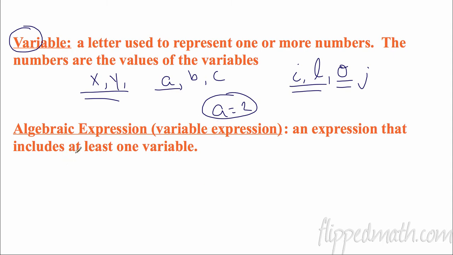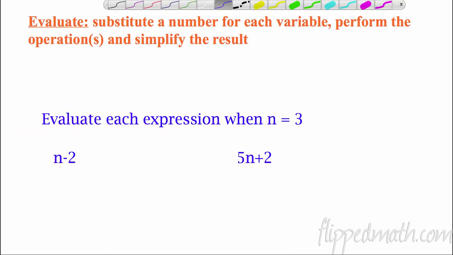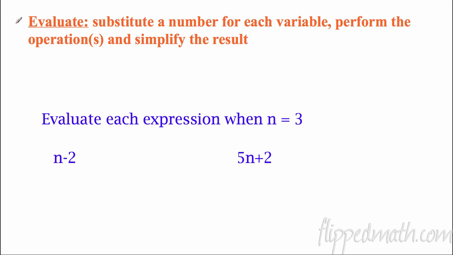An algebraic expression is also known as a variable expression, and it's an expression that includes at least one variable. So we could have a number and a variable, and that right there is a variable expression. We could have 2 plus y. That is a variable expression because it includes at least one variable. So I would again pause the video, copy this definition down, and then unpause it and get right to it.